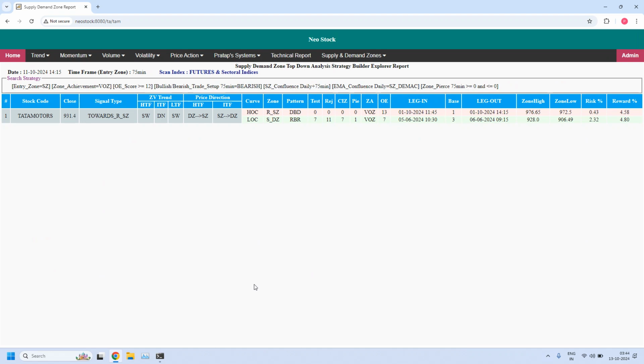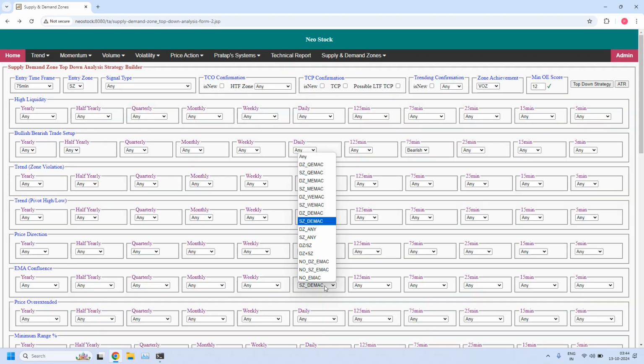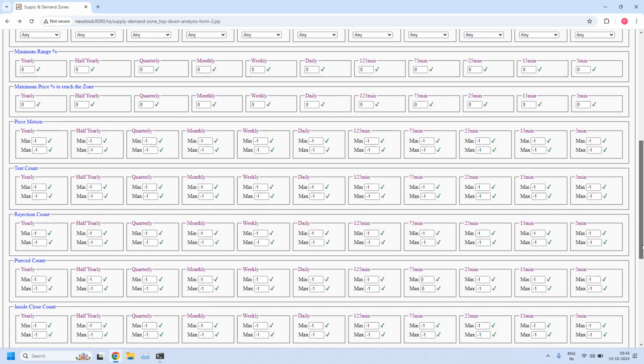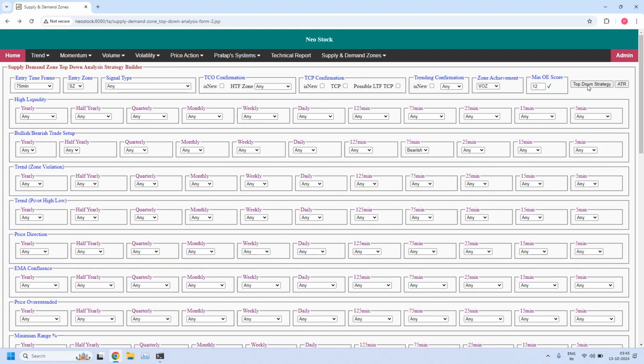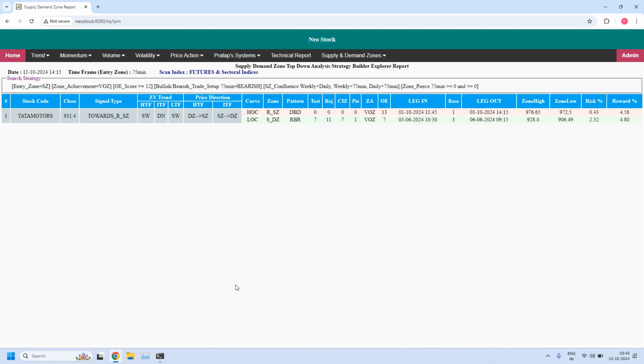Okay, now let's verify whether this stock is having even HTF confluence. So removing the EMA filter. In the supply zone confluence, the daily supply zone, 75-minute supply zone with daily supply zone is already enabled. Two more filters, 75 minutes with weekly and also daily with weekly supply zone confluence we enabled. Let's verify. Oh, this is also having LTF, ITF, HTF confluence.